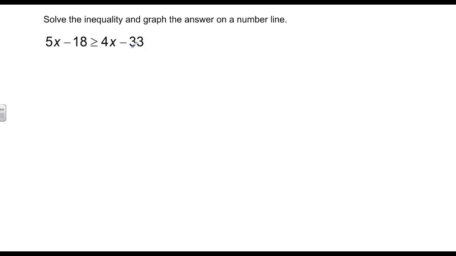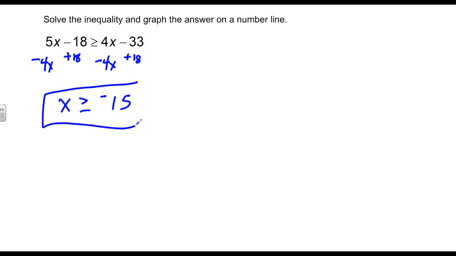Once again, I have variables on both sides. I need to keep my variables positive, so I'm going to subtract 4x from both sides, and while I'm doing that, I might as well add 18 to both sides. So I get x is greater than or equal to negative 15. Once again, algebraic solution. Here's negative 15. It could equal negative 15, so I'm going to fill in that circle. And greater than moves to the right.